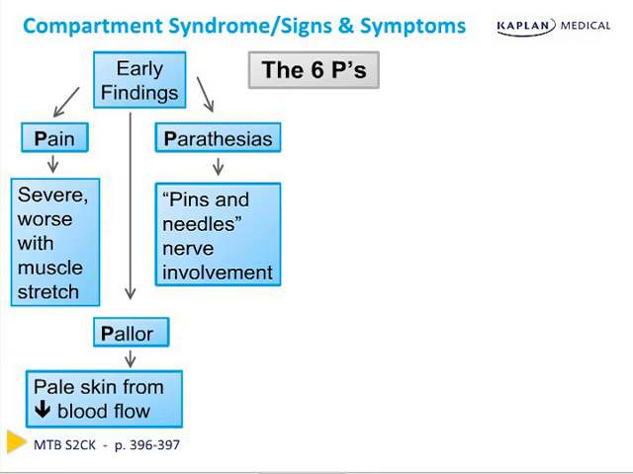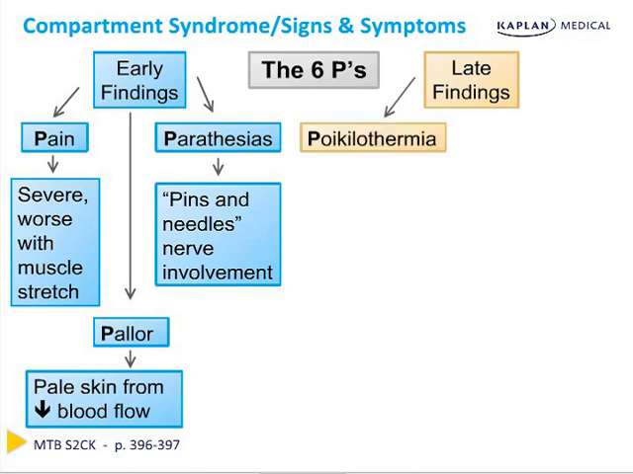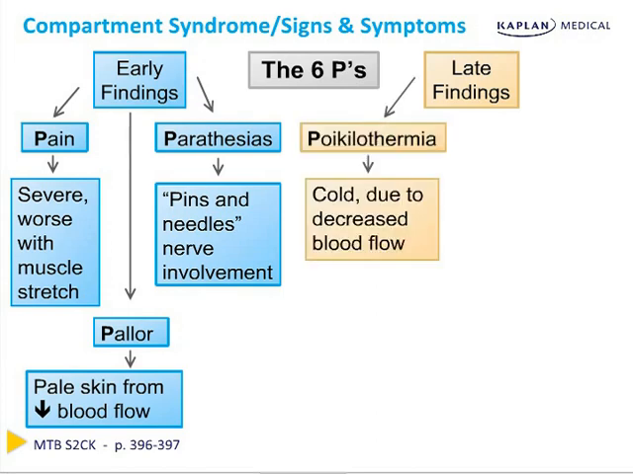In severe cases, or cases when the diagnosis has been missed, the patient may experience the late findings of compartment syndrome, at which point treatment must be delivered as soon as possible to salvage the limb. The fourth P is poikilothermia, which is a fancy way of saying a cold limb and results from an even more severe decrease in blood flow to the point that the arm becomes cold.